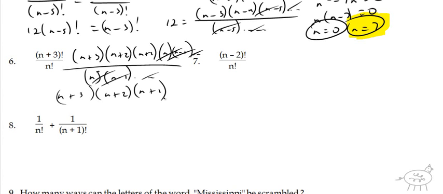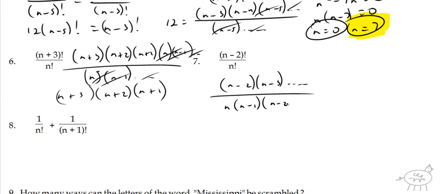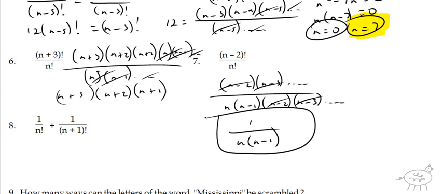Okay? Okay, (n-2)!. Remember, that's like saying n-2, and then n-3, and n-4. Keep going. n! is n times n-1 times n-2 times n-3. I'll keep going. And so the n-3's cancel, the n-2's cancel, and we have 1 over n times n-1. Okay, and you can leave it like this too. You don't need to multiply that out in the denominator.